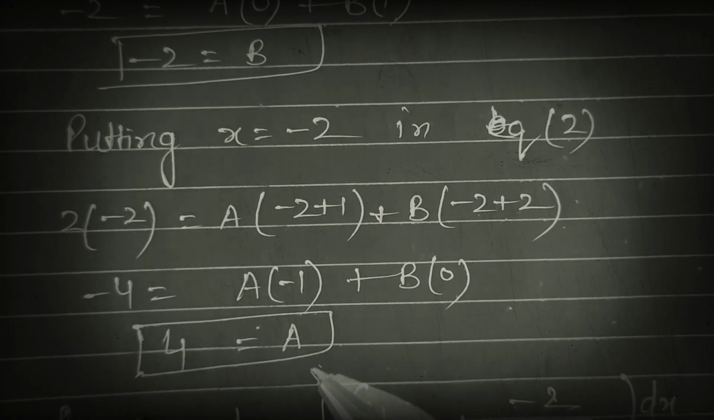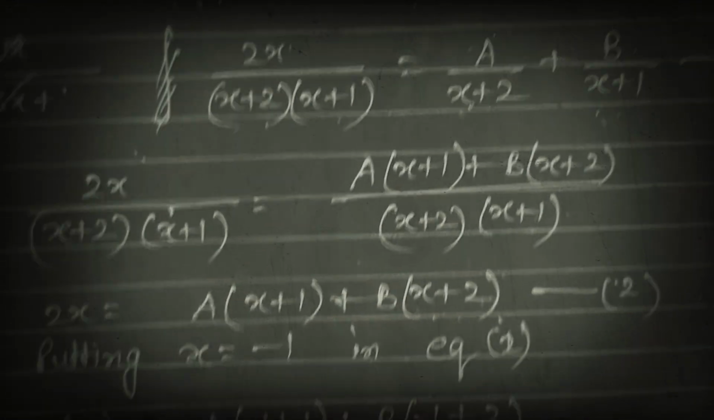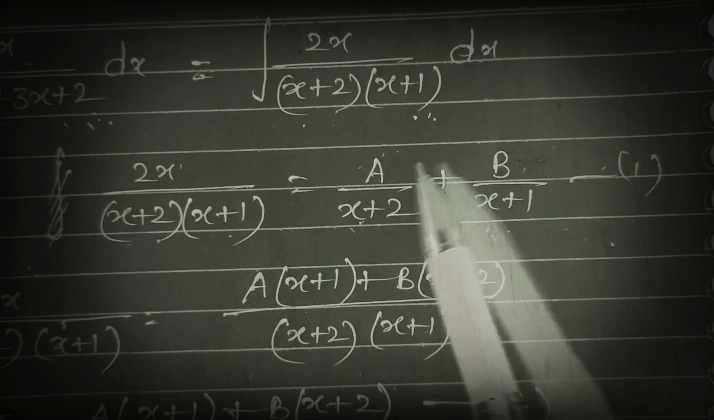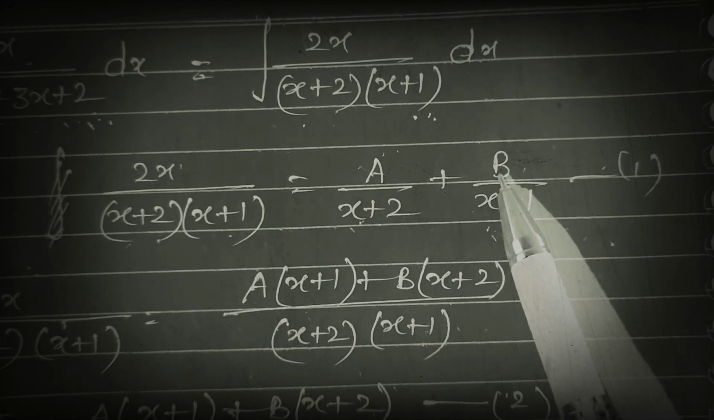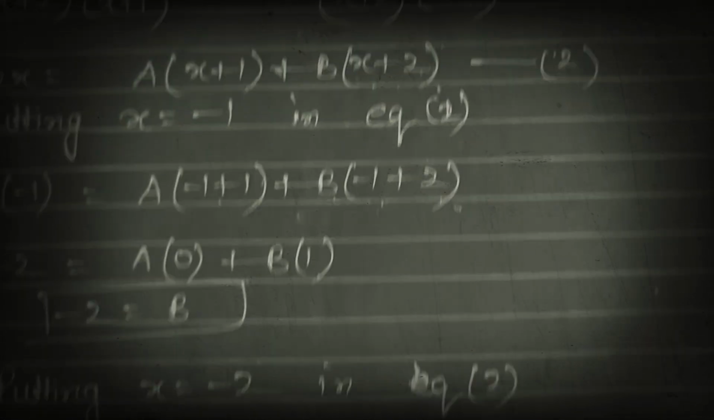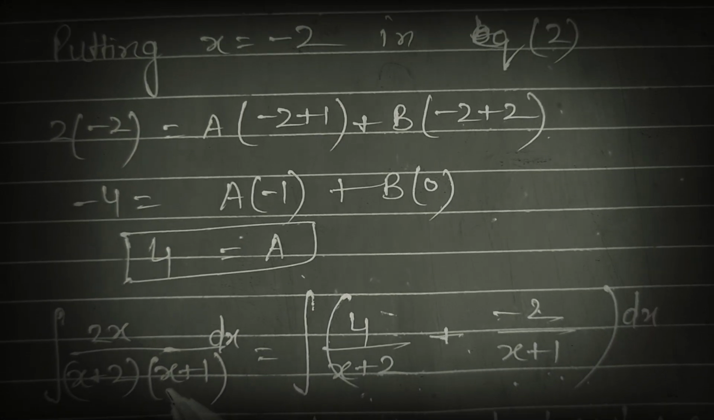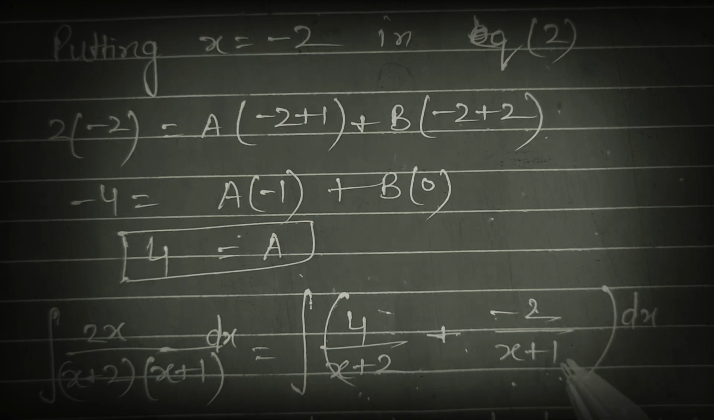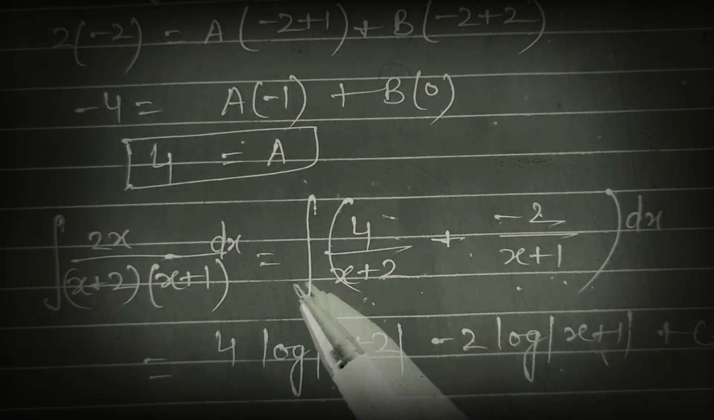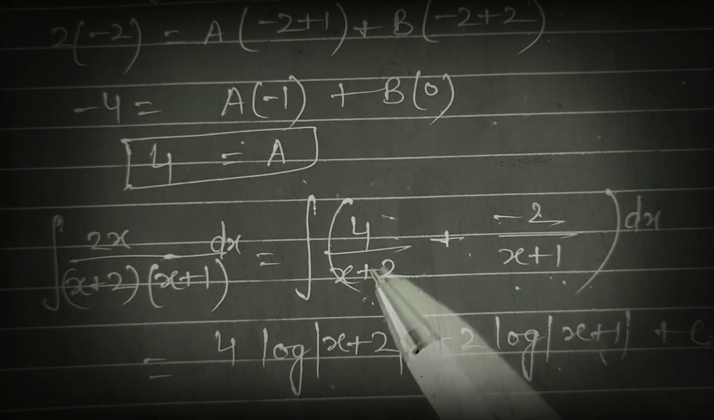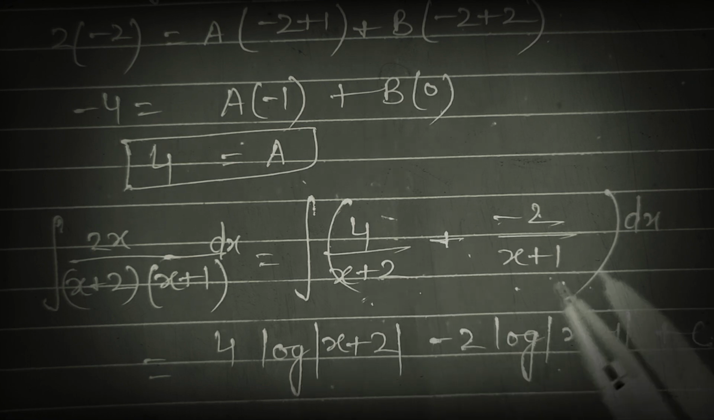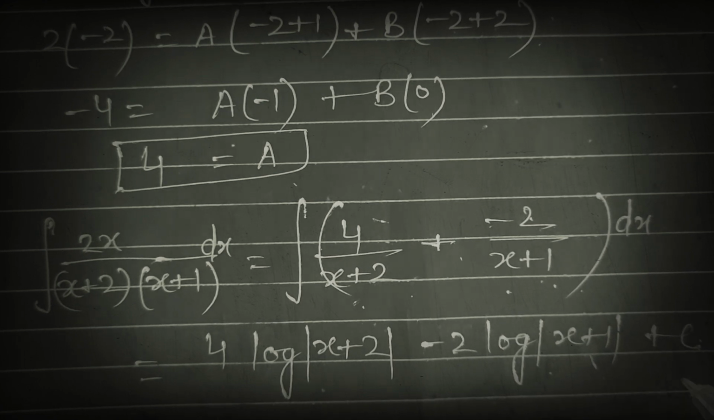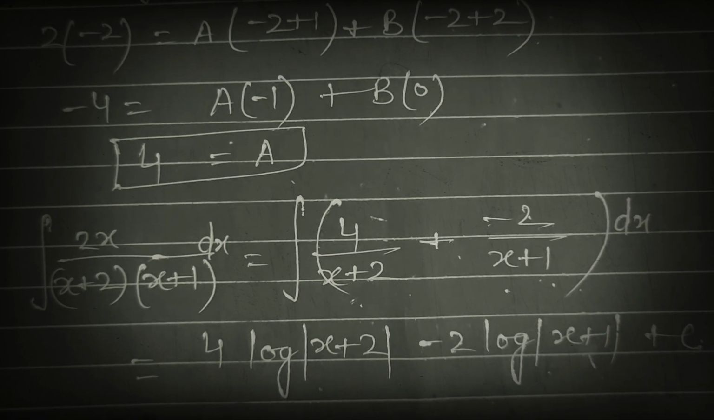Then we will put values of a and b in equation number 1, because we want to find out integration of this. A value is 4 and b value is minus 2. Then we will get 2x upon x plus 2 into x plus 1 is equal to 4 upon x plus 2 plus minus 2 upon x plus 1 dx. We will find integration of this. 4 as it is, 1 upon x plus 2 integration is log of x plus 2, minus 2 as it is, 1 upon x plus 1 integration is log of x plus 1 plus c. This is answer.